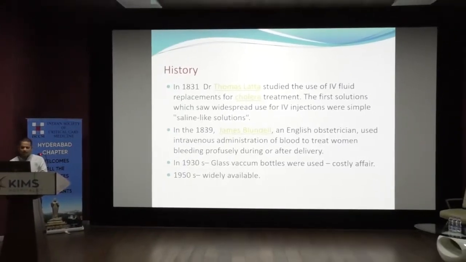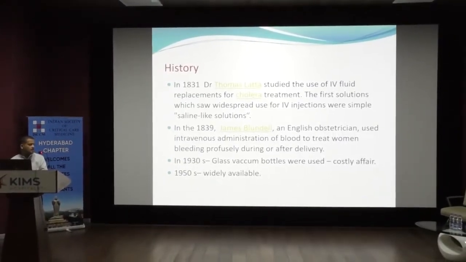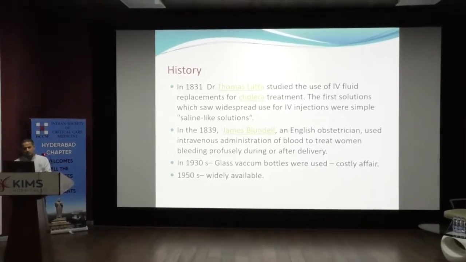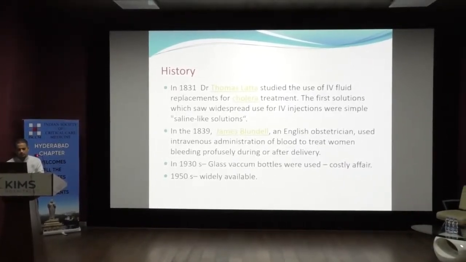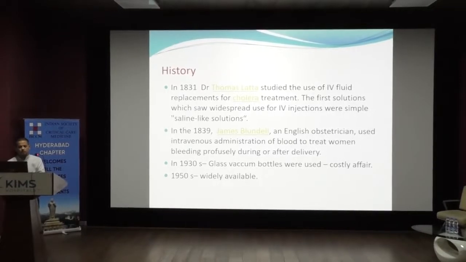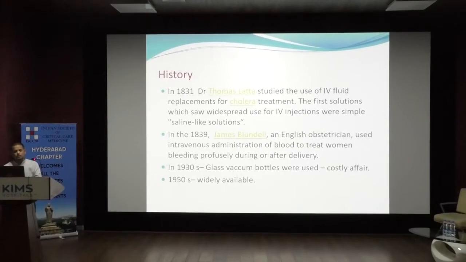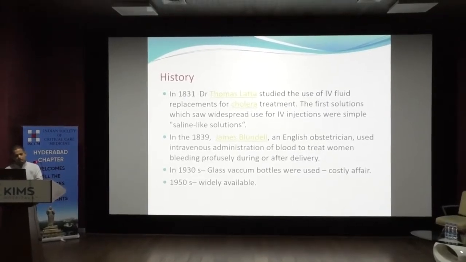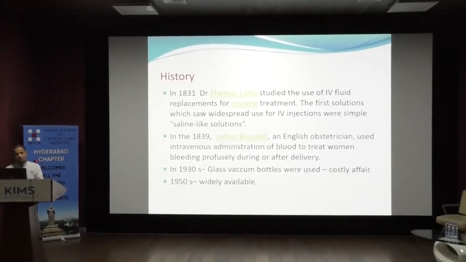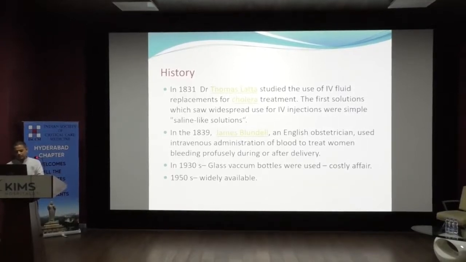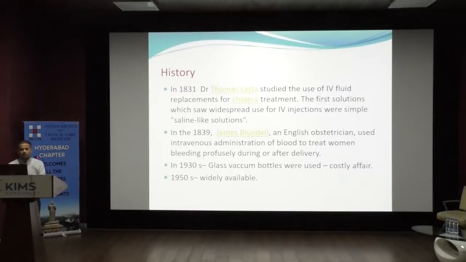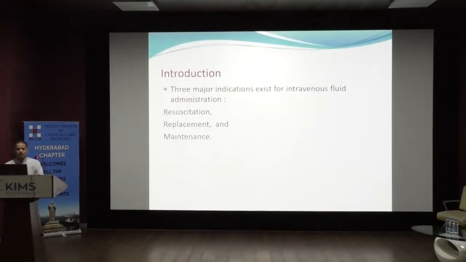In 1839, James Blundell, an English obstetrician, gave a blood transfusion to a woman for a PPH. Later on, the technique developed and evolved, and the fluids became more refined. In 1913, glass vacuum bottles were used, which was a bit costly affair. Post Second World War, it developed much more, and plastic PVC was invented, and it is widely available all over the world.